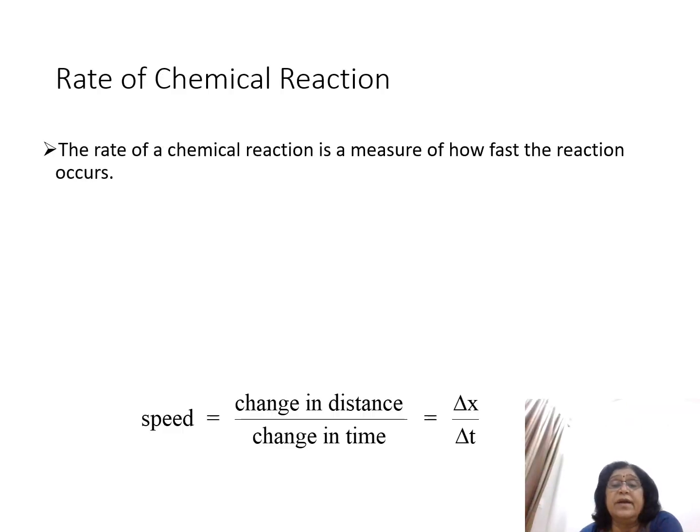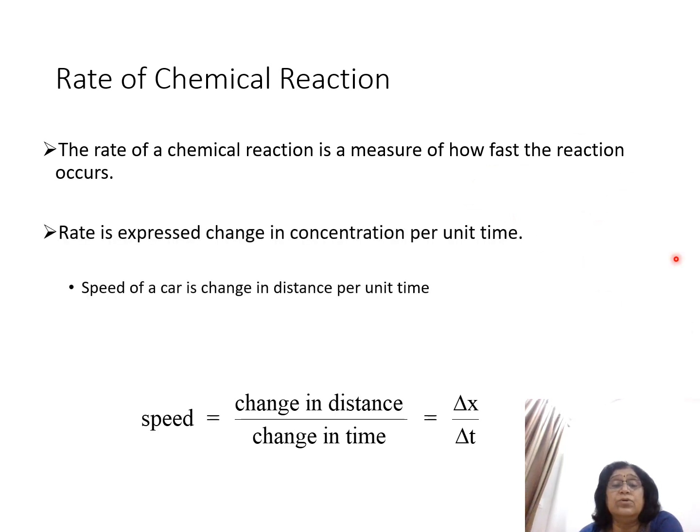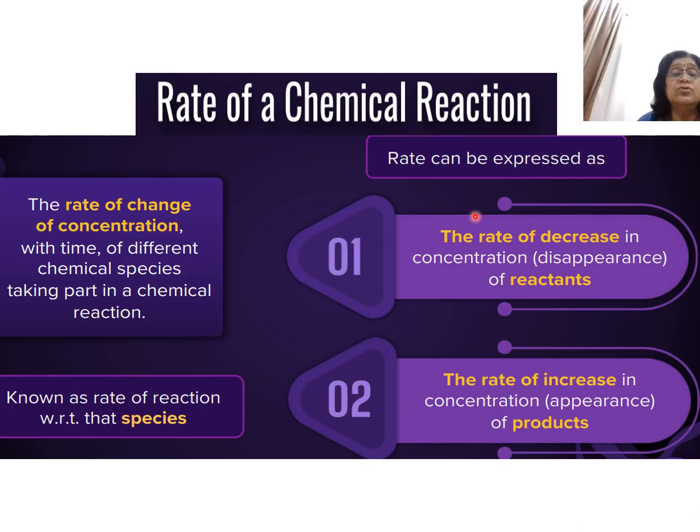So that means rate of chemical reaction is a measure of how fast the reaction can occur. So rate is expressed per unit time, and change in concentration per unit time. Like we know that speed of car is change in distance per unit time. Okay. How do you measure the speed of a car? Change in distance upon change in time gives you the speed of the car. Similarly, the rate of reaction is expressed in change in concentration per unit time. So rate of chemical reaction is nothing else but rate of change of concentration with time of different chemical species taking part in a chemical reaction.